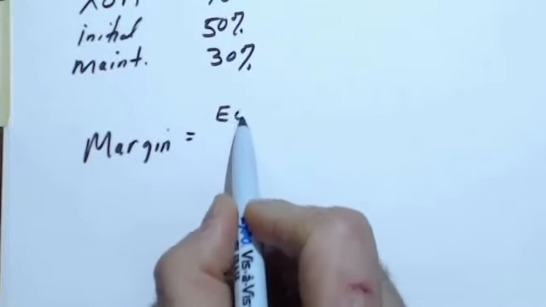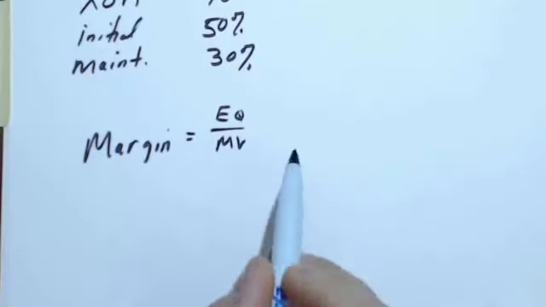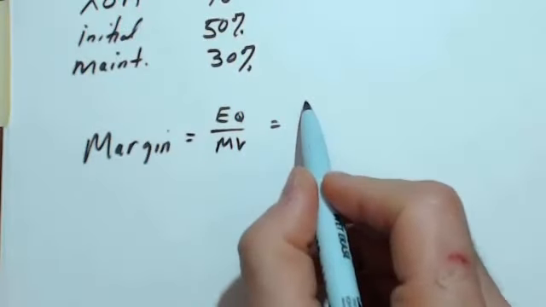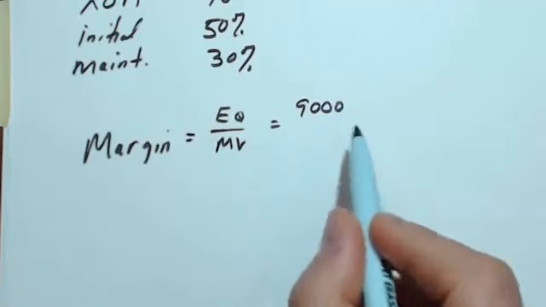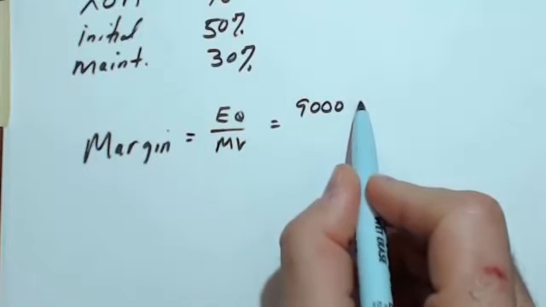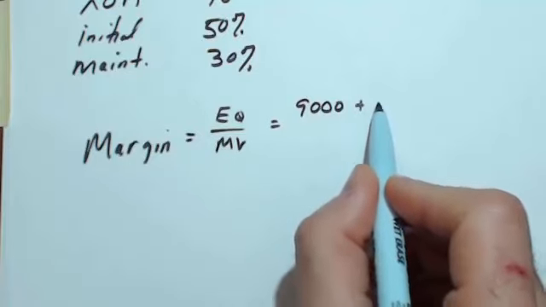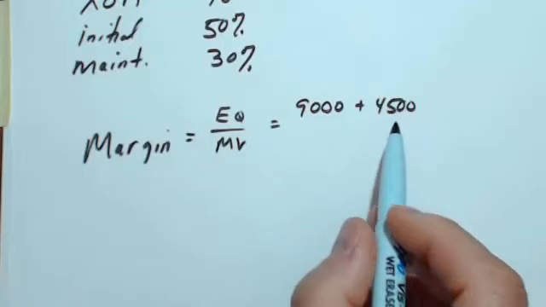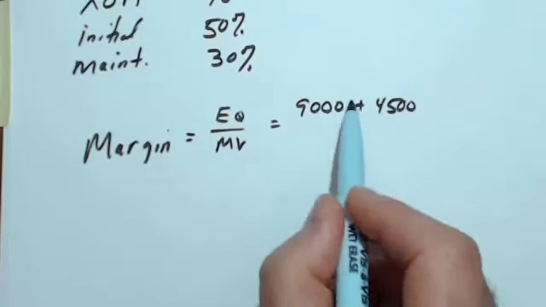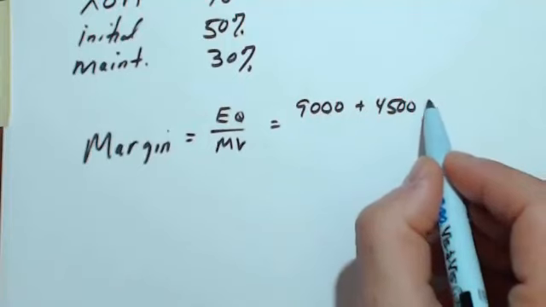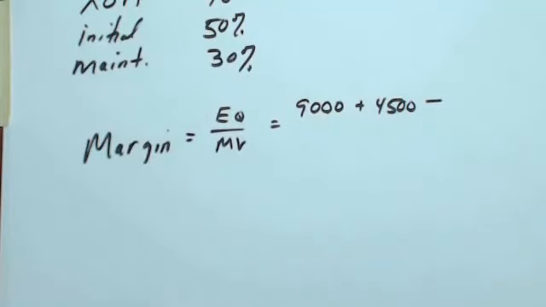Remember, we want equity divided by market value. Okay, and so here we have $9,000 in sales proceeds from selling the 100 shares, plus 4,500, which is 50% of the 9,000. Okay, all that sits in an account. It's basically on the asset side of your balance sheet. Now minus the liability that's involved here.